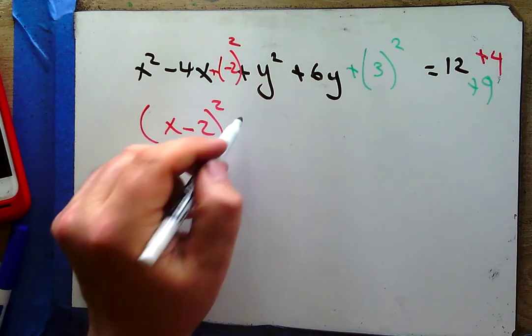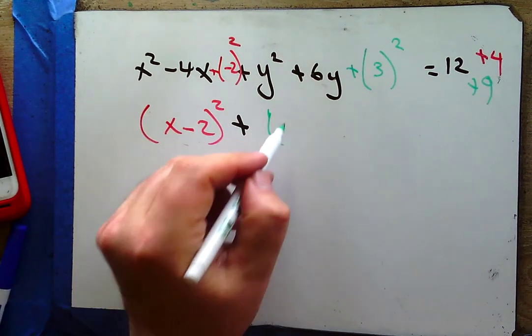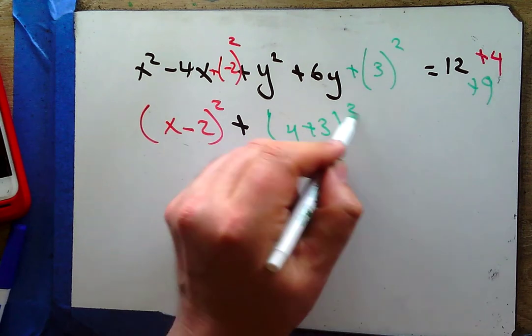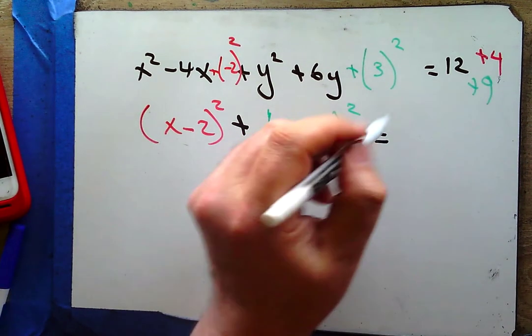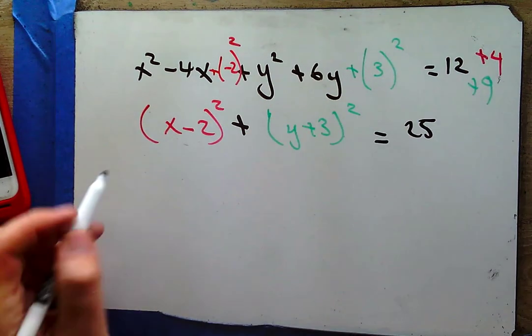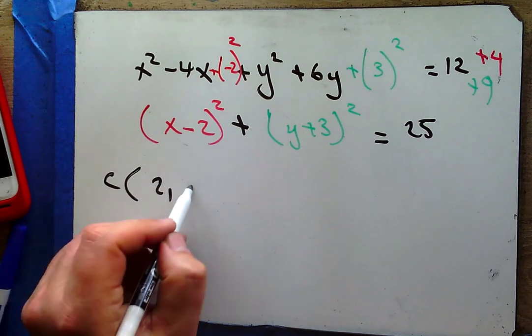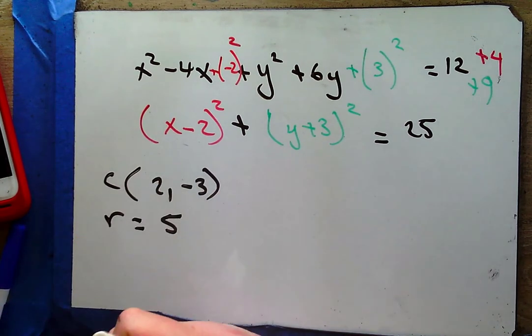plus y plus 3 squared equals 16 and 9 is 25. So I know my center is 2, negative 3, and the radius is 5. Okay, and you should be able to.